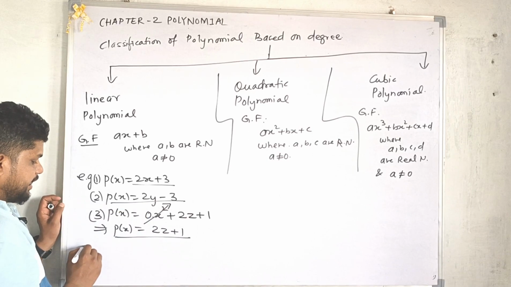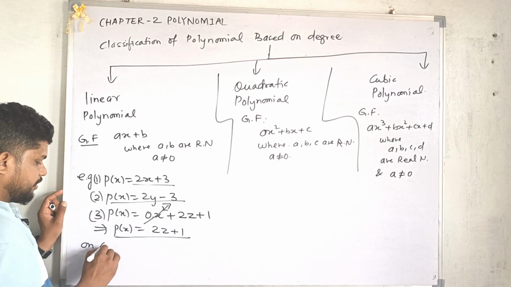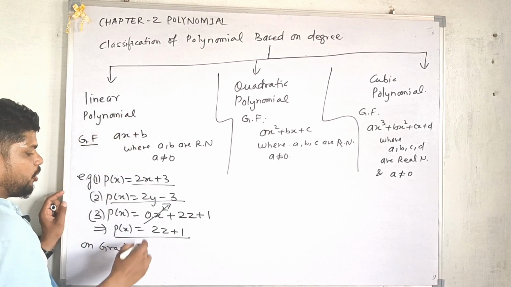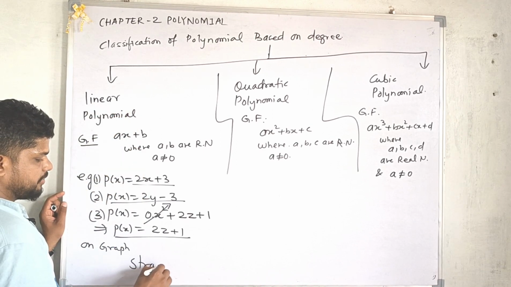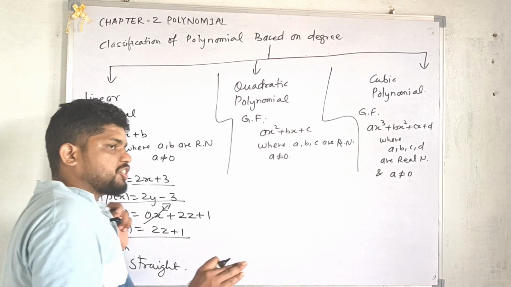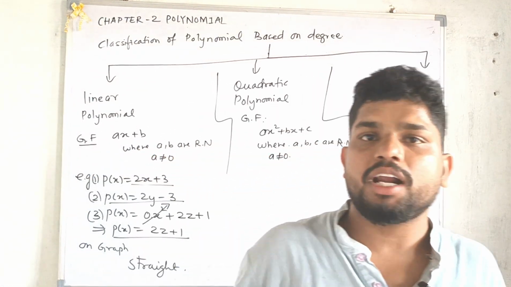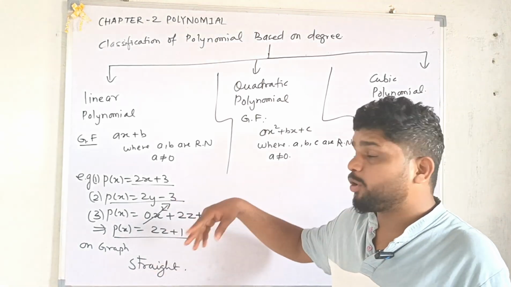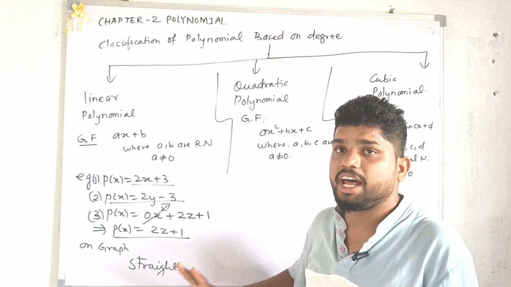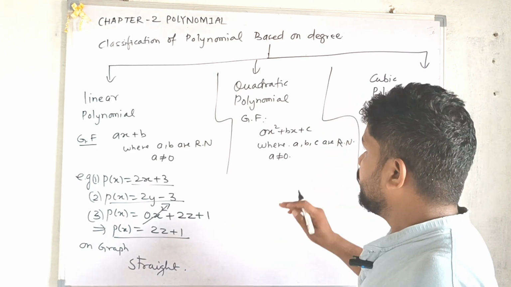And generally on a graph these linear polynomials are always straight. Always remember, children, that when we plot any linear polynomial on a graph, the plot of that linear polynomial will always be a straight line.